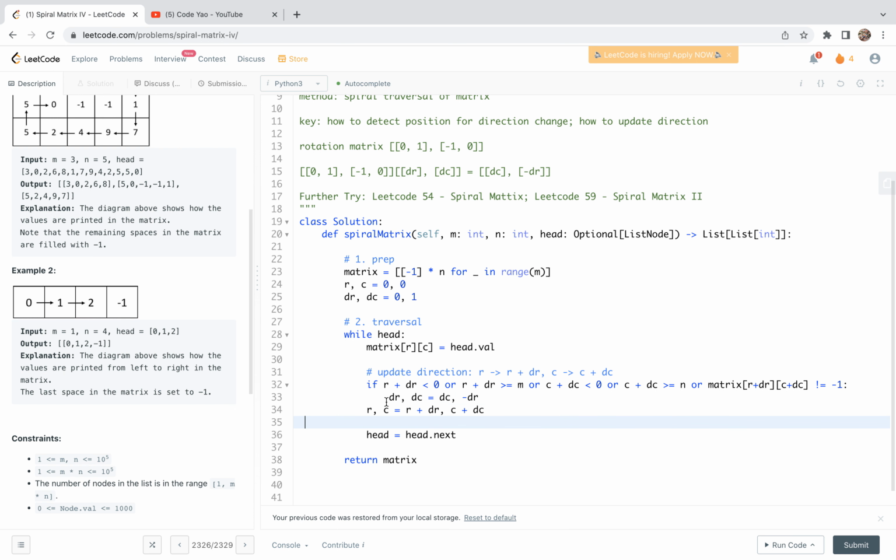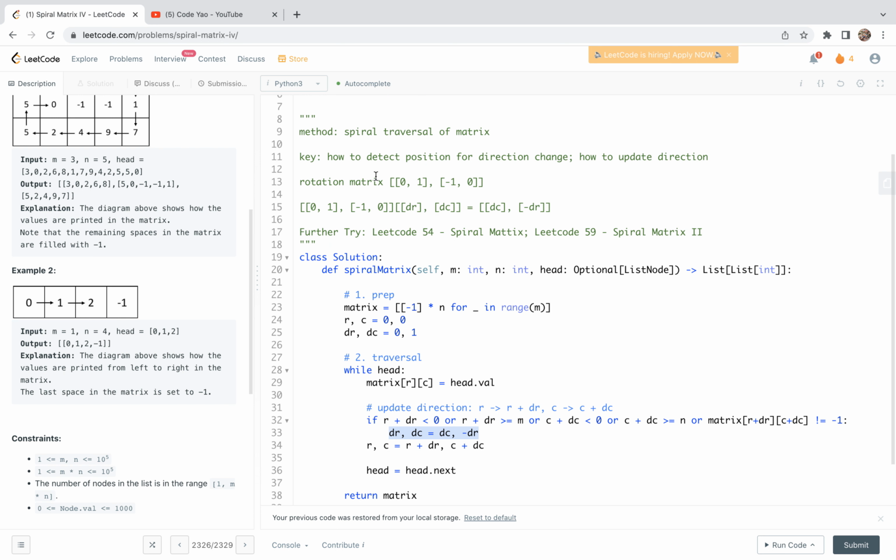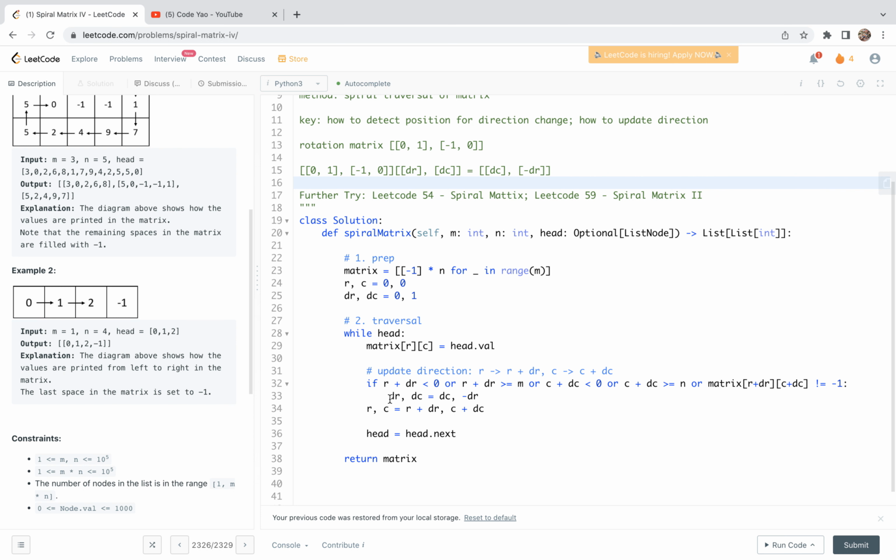So here, I guess the one thing we want to explain is that dr, dc is reset to be dc, negative dr. How can we get that? So here, the rotation matrix for this problem is this one, 0, 1, negative 1, 0. So assume that we have a direction dr, dc. Then if you do the matrix multiplication, you will get dc and negative dr. So that's the update rule. We will explain in a short while.